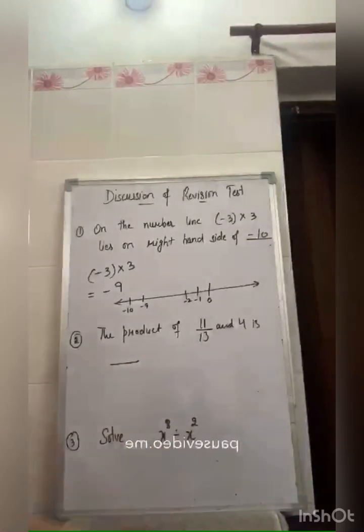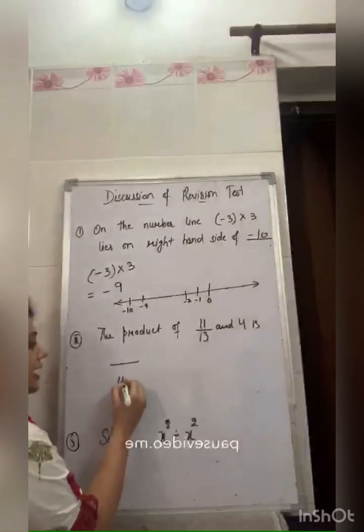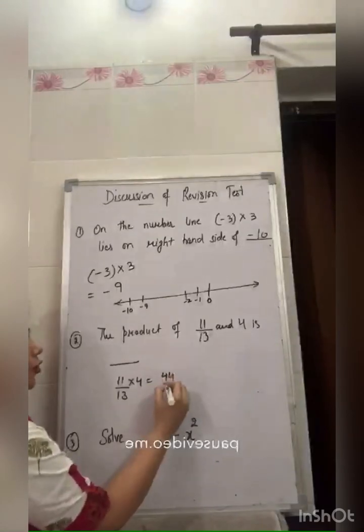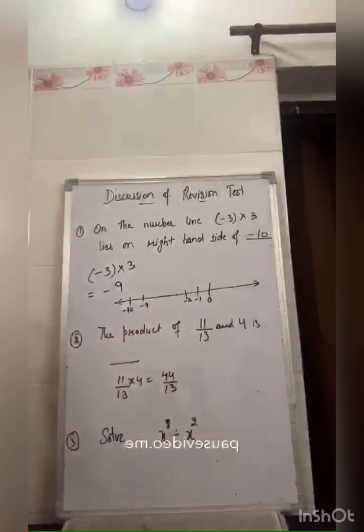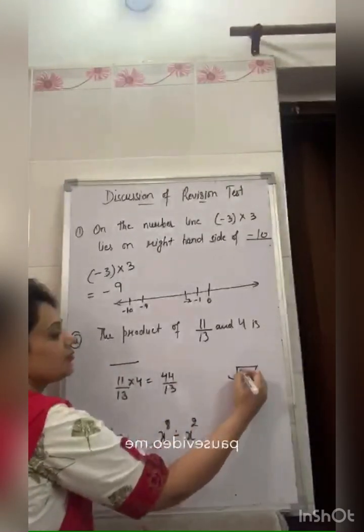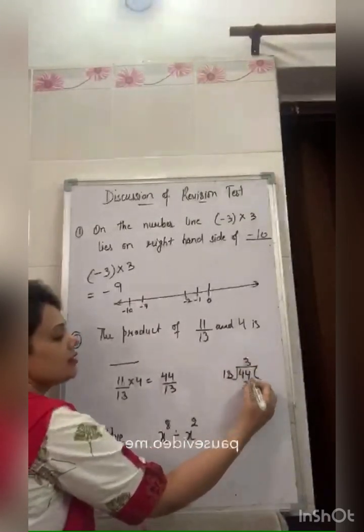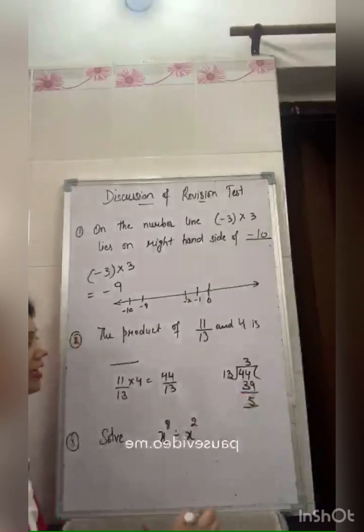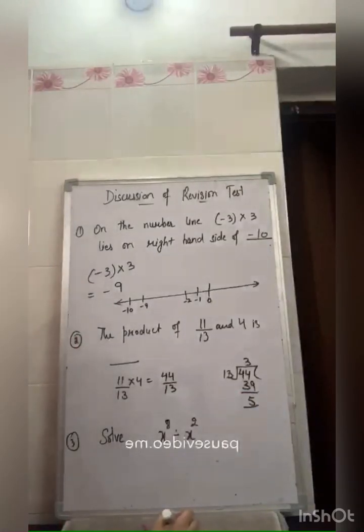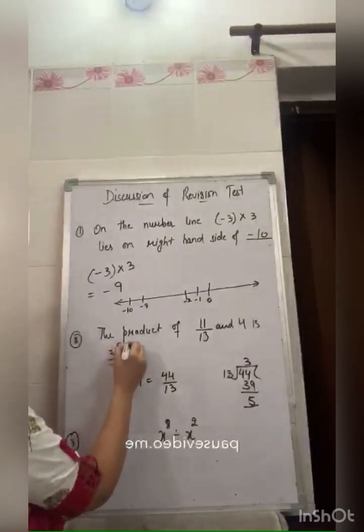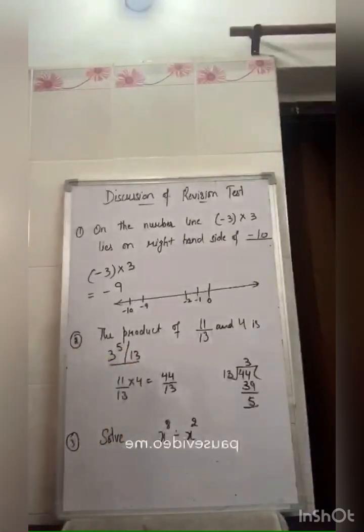Next question number 2. The product of 11 by 13 and 4 is. So 11 by 13 into 4 is 44 by 13. Now we will divide it. 13 3s are 39. Remainder is 5. So what is the answer? The correct option is 3 5 by 13.